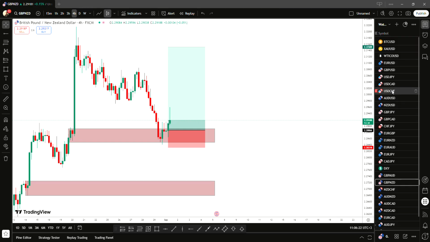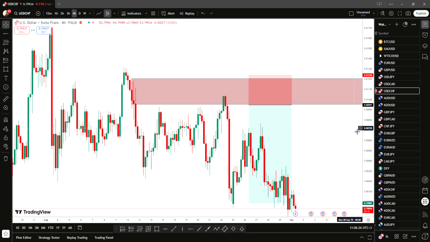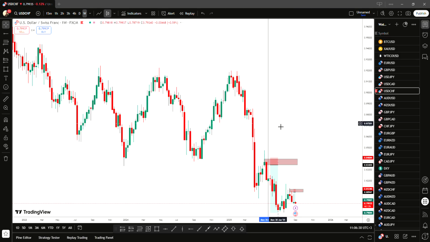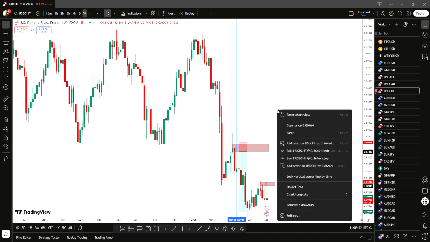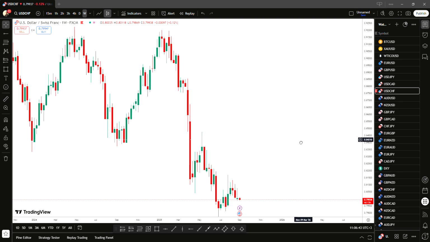So I'll start with, let me see. I'll start with USD CAD, USD CHF. Let me see. There's something I wanted to start with, and I was seeing this yesterday, so I'll just clear everything here. So I think I'll start with USD CHF, and then I'll follow with CAD.